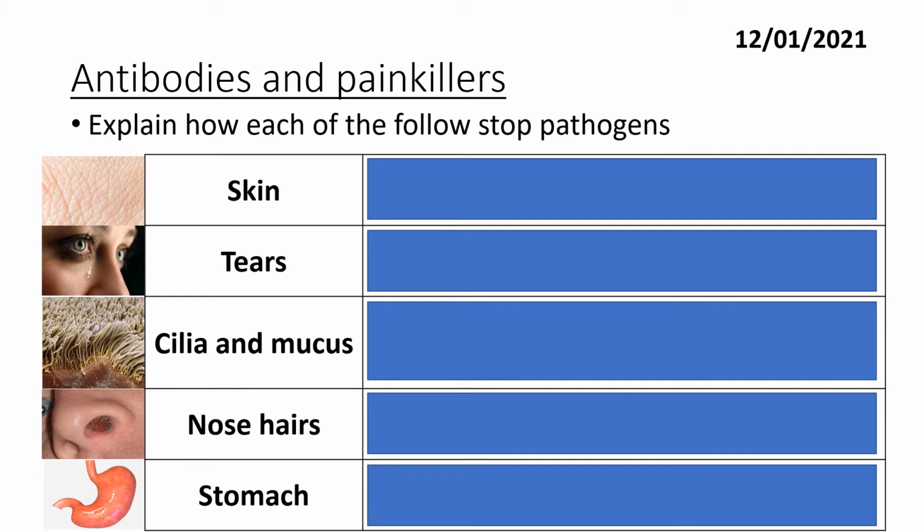To get started, there are 5 main ways in which your body defends itself from pathogens and stops them entering the bloodstream. For each of the 5 examples given, give an explanation as to how it actually works. So pause the presentation now, and when you've got your answers, you can restart the presentation and go through your answers.